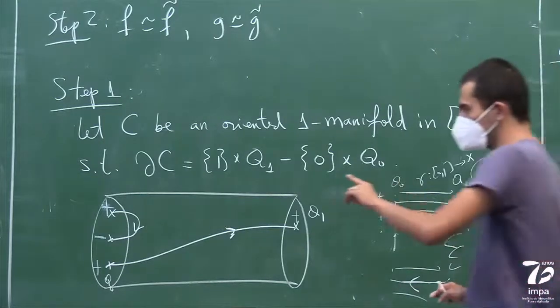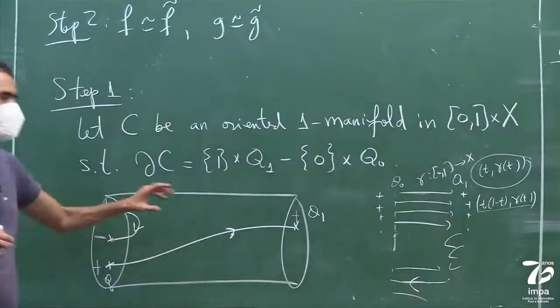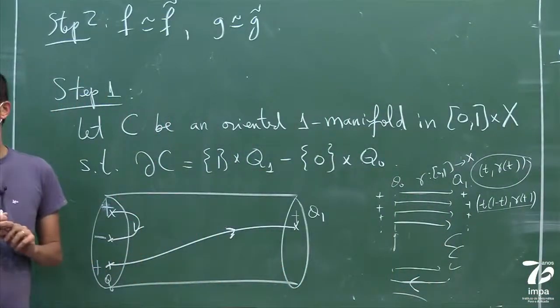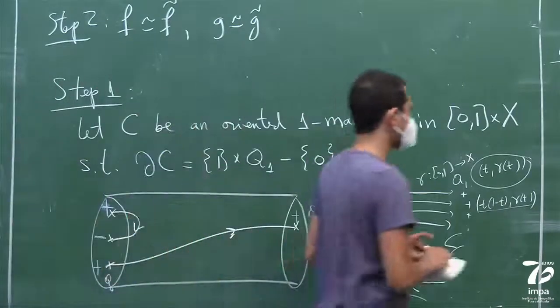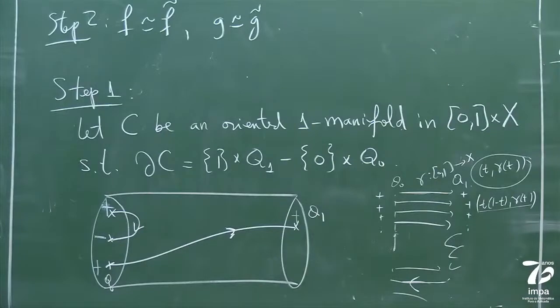And now using this curve C, we're going to build a homotopy. Okay. I see some quiet, confused faces. Are you confused or are you just taking it in? Yeah.